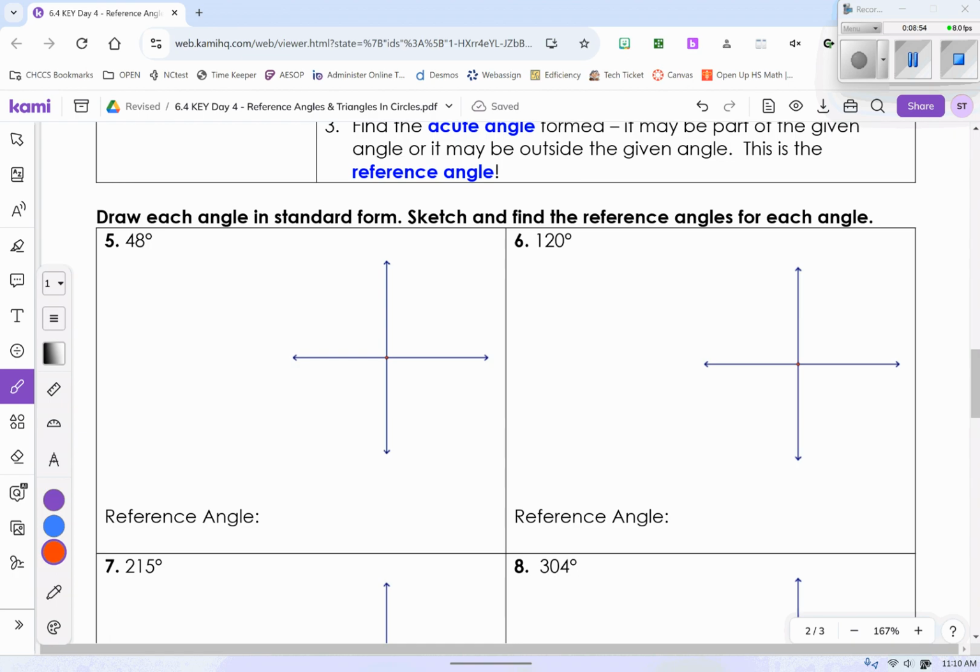So it says, draw each angle in standard form, sketch and find the reference angles for each angle. So we have 48 degrees. If we draw this, we know this is in quadrant 1, so 48 degrees is a little bit more than half. So here, this would be 48 degrees. So if I draw a right triangle, and again, the terminal side is the hypotenuse, you notice that that's already a positive acute angle. So that means that this angle right here is going to be equal to the given angle. So the reference angle, theta reference, is equal to the given angle.